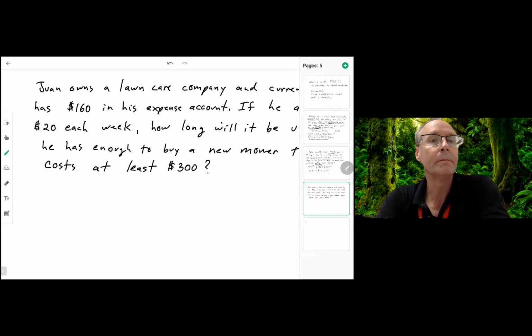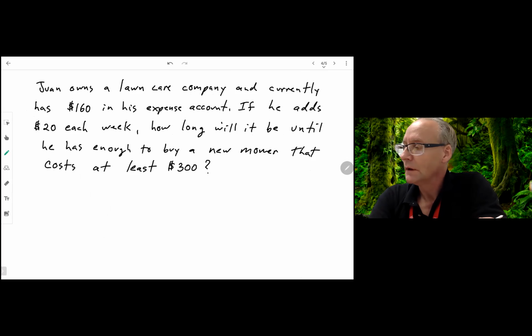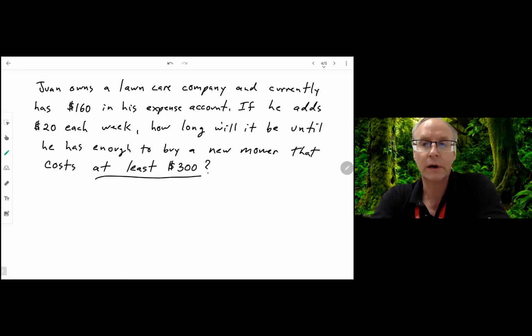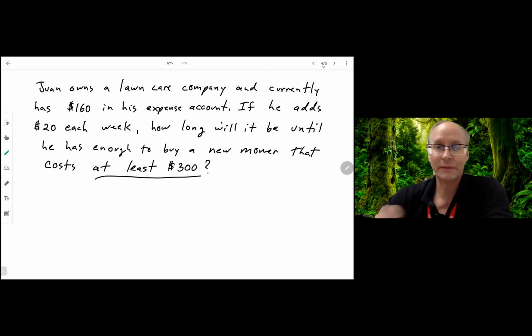Look at one more. Now this time it says, Juan owns a lawn care company and currently has $160 in his expense account. If he adds $20 each week, how long will it be until he has enough to buy a new mower that costs at least $300? So remember, at least means that he has to have more than 300 or exactly equal to 300. And I'd like you to set up the inequality yourself and solve it for yourself.